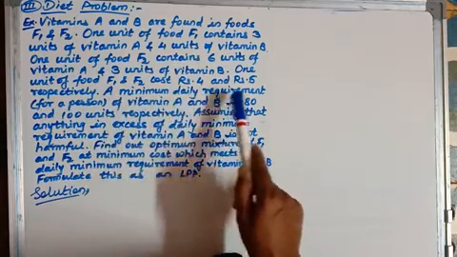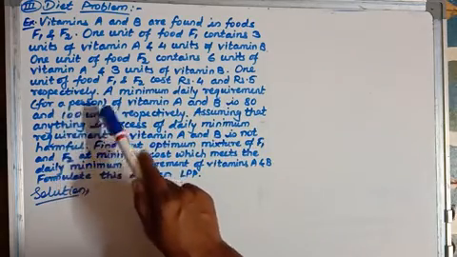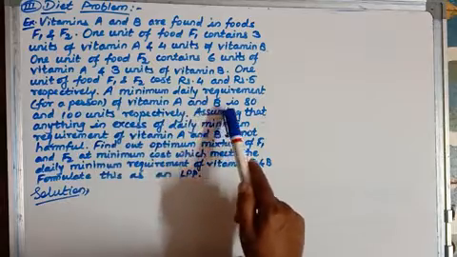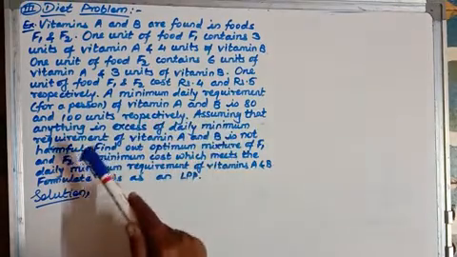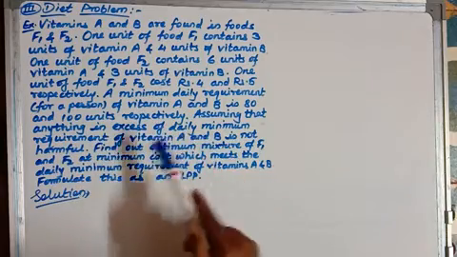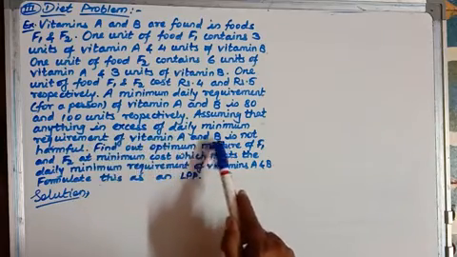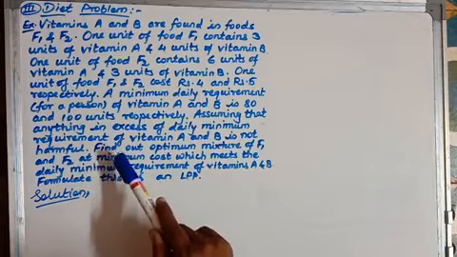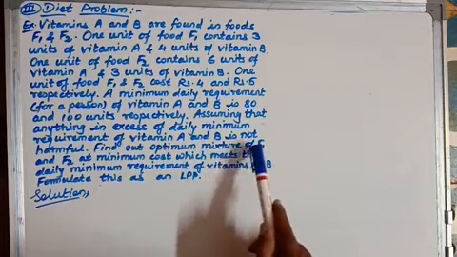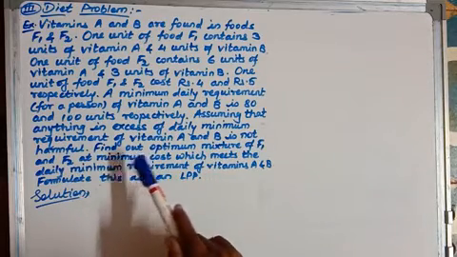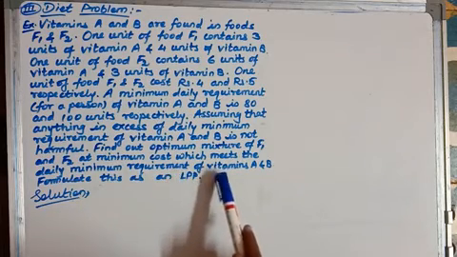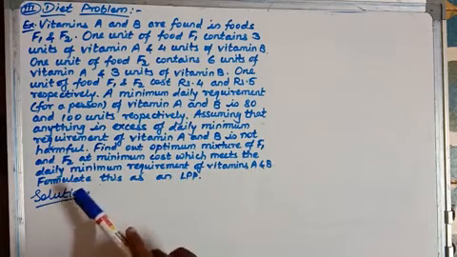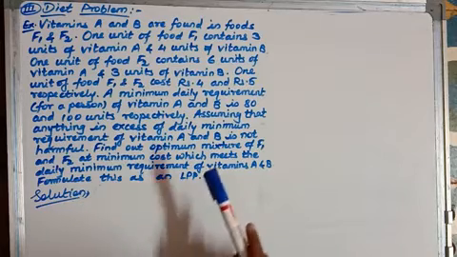The minimum daily requirement for a person of vitamins A and B is 80 and 100 units respectively. Assuming that anything in excess of the daily minimum requirement of vitamins A and B is not harmful, find out the optimum mixture of F1 and F2 at minimum cost which meets the daily minimum requirement of vitamins A and B. Formulate this as an LPP.